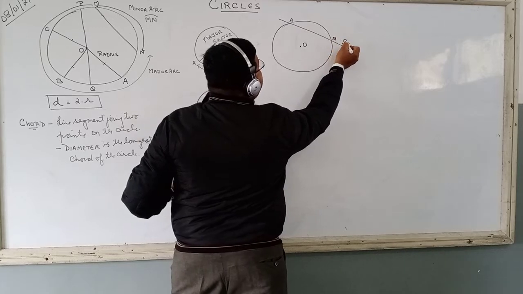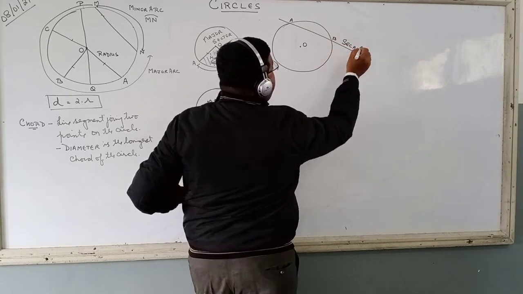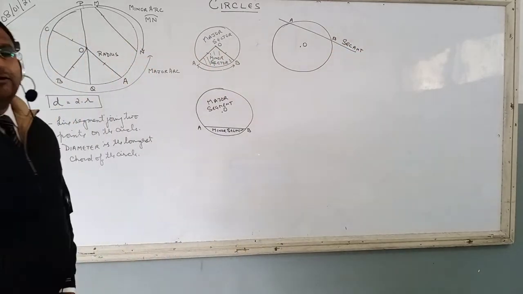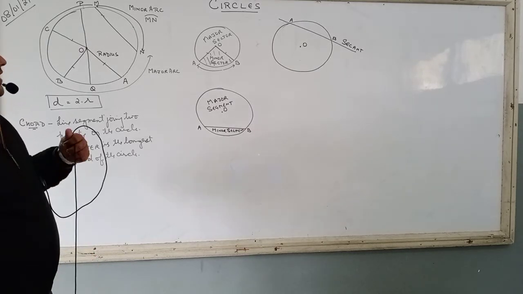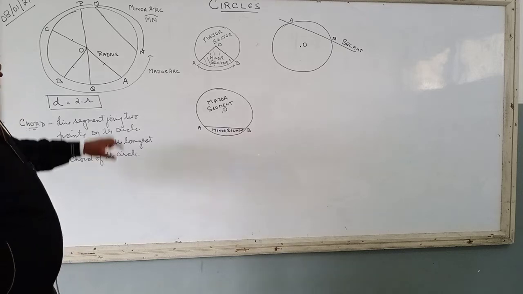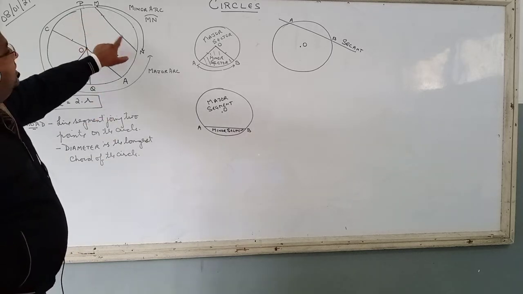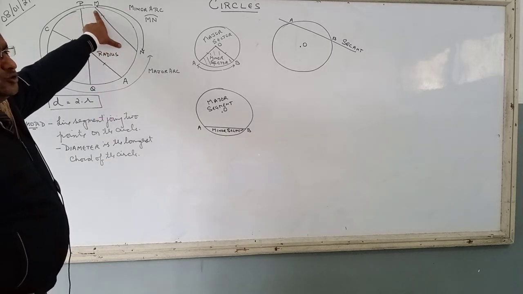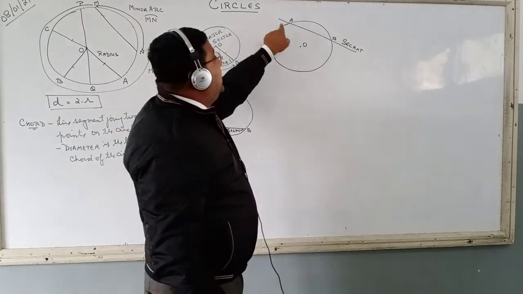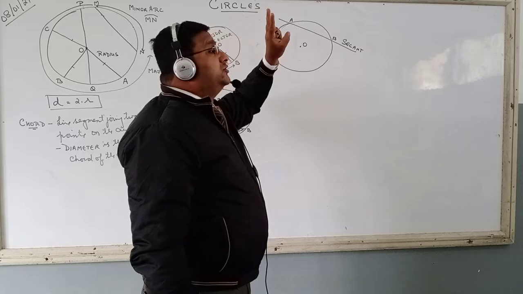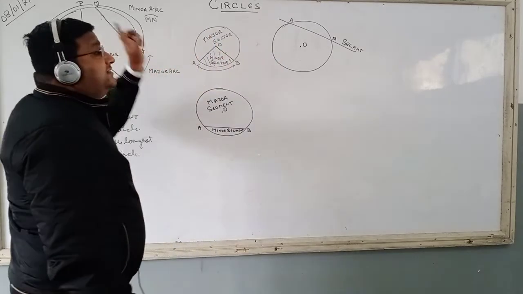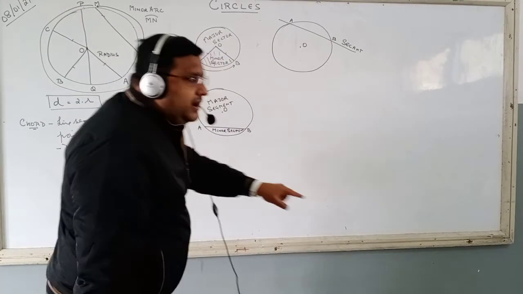This is called a secant. The properties of the secant are not a part of your syllabus, so we are not going to discuss that. So can you see the difference between secant and chord? A chord has 2 endpoints on the circle. It does not pass through the circle, but a secant passes through the circle. It passes through 2 points on the circle. Secant crosses through the circle.